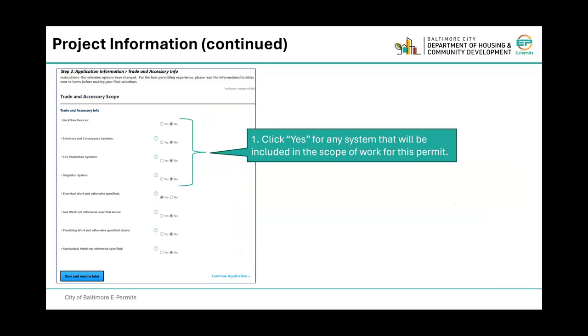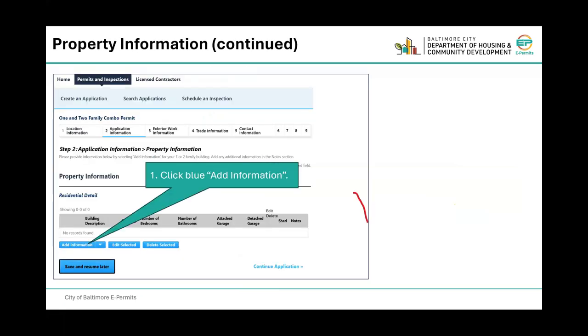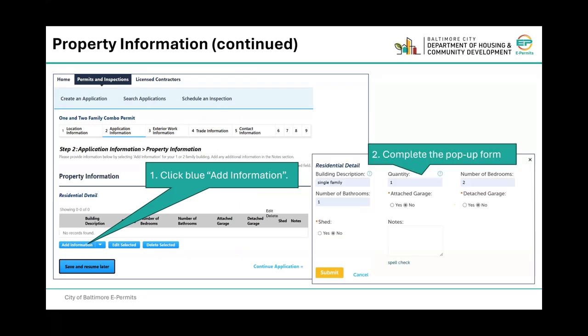Click Yes for any system that will be included in the scope of work for this permit. Click Yes for any trade work that will be included in the scope of work for this permit, even if you have already listed it previously. Click Continue Application. Click the blue Add Information. Complete the pop-up form and click Submit.